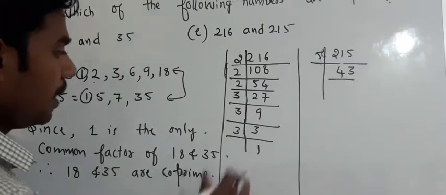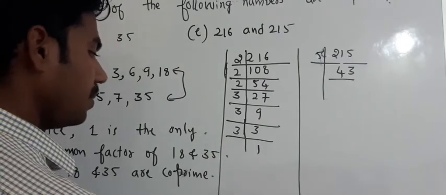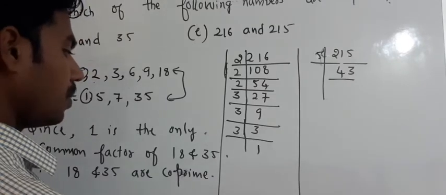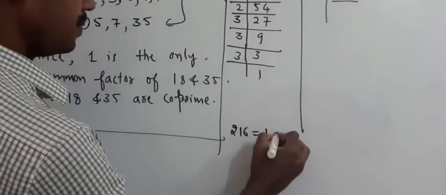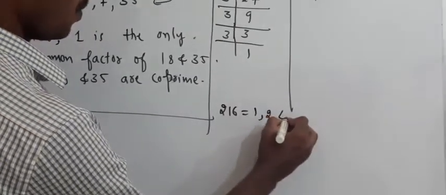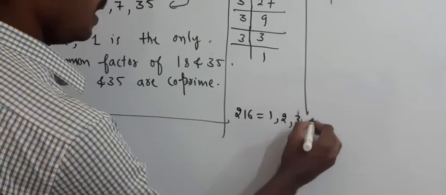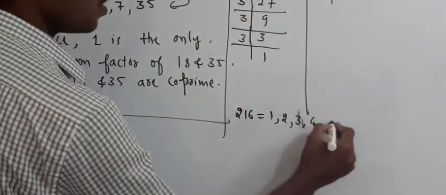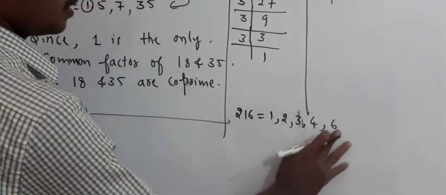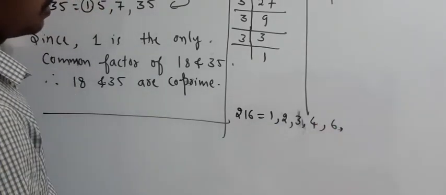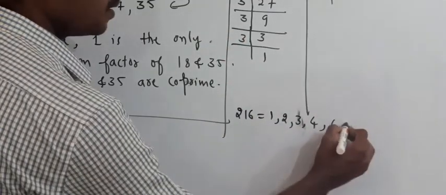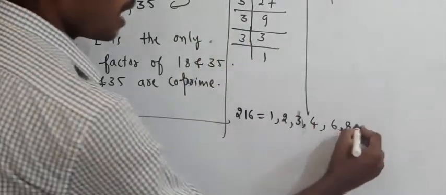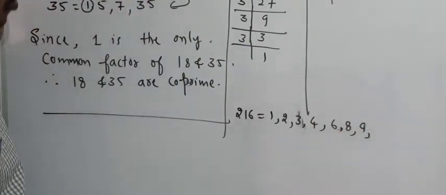We can't proceed. See, what are the factors of 216? So 1, 2, 4, 3 is there. 3, 4, 2 2s are 4. Next, 5 is not there. 6. And after 6, is there 8? Yes, 8. 2 2s are 4, 4 2s are 8. Combination possible. Next, 3 3s are 9. 9 combination possible. 10, no, not possible.